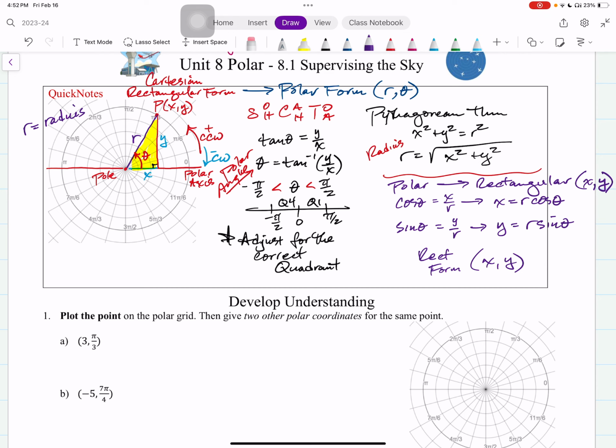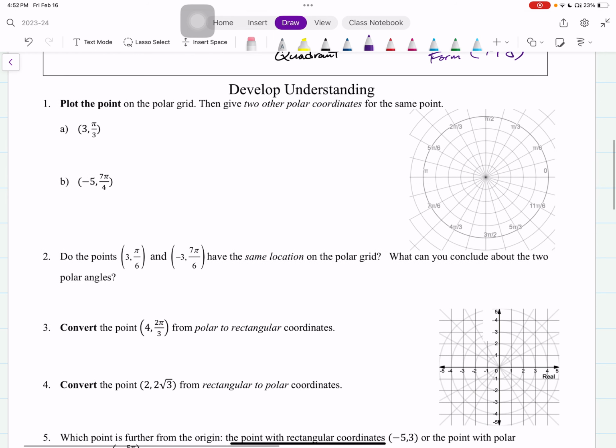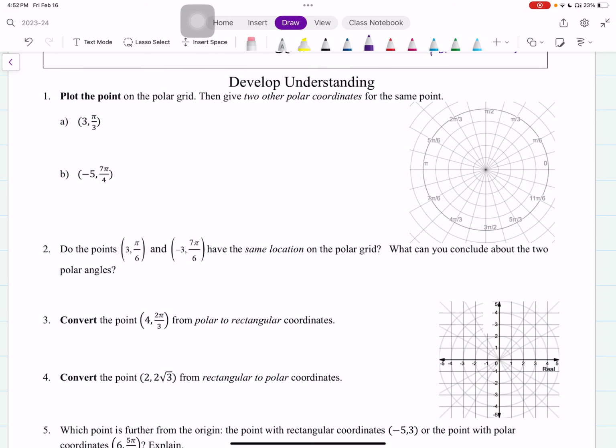Let's go for it. All right, so let's develop some understanding here and do some problem solving. Okay, plot the points on the polar grid. Then give two other polar coordinates of the same point. And you're going to find out that, in polar form, every point has an infinite number of representations.